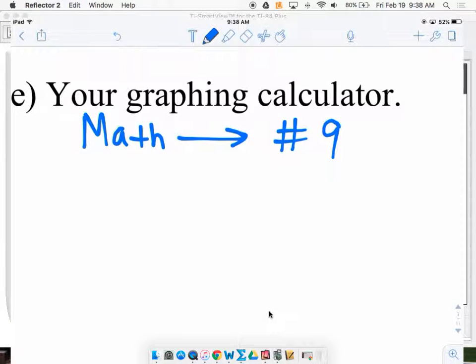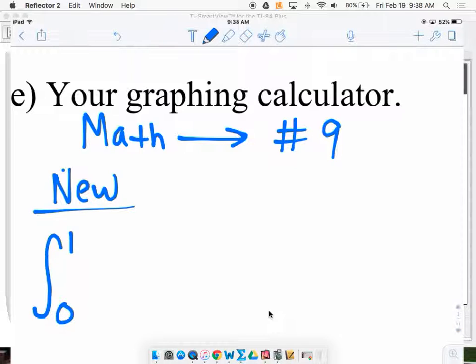All right, so how should we set this up? So if you have the new way, we were looking at the region going from 0 to 1, right? So my lower bound was 0, my upper bound is 1. And then you're going to type in x squared and then dx. All right?